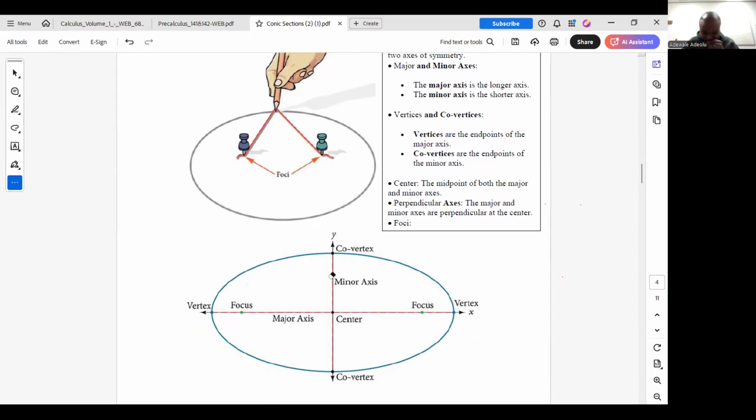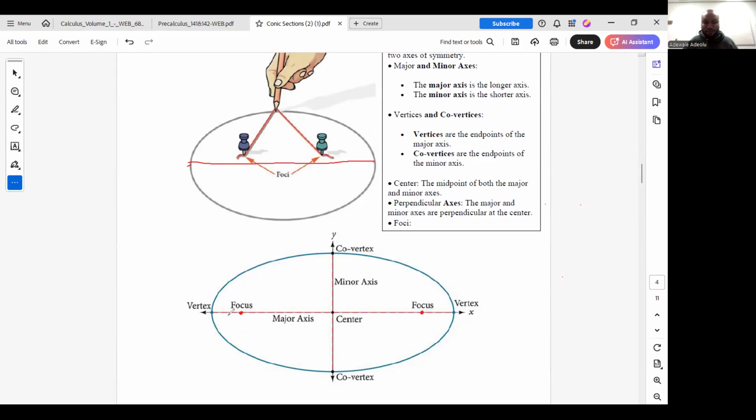Now, those 2 points where you put the pins, we call them foci, singular focus. Now, you would see that here it appears that this is the longer part. Some people will say a circle is stretched. So in this case, it seems like it is stretched along the x-axis. So wherever we have the stretched part, that is where we have the foci.